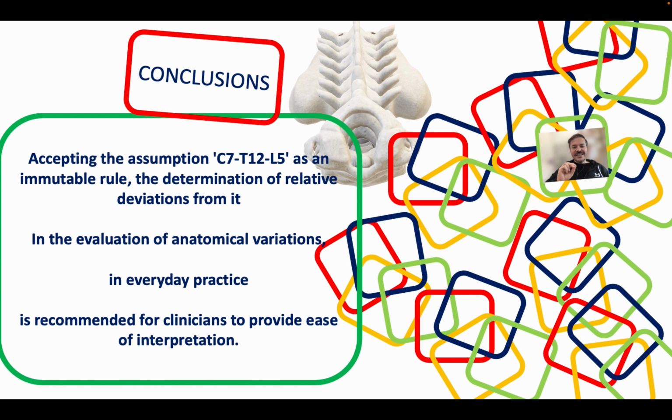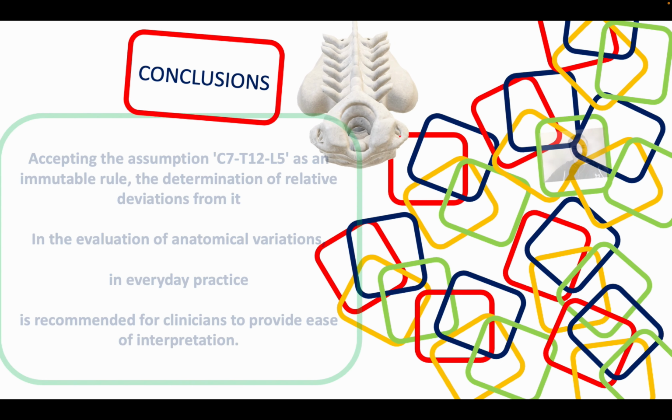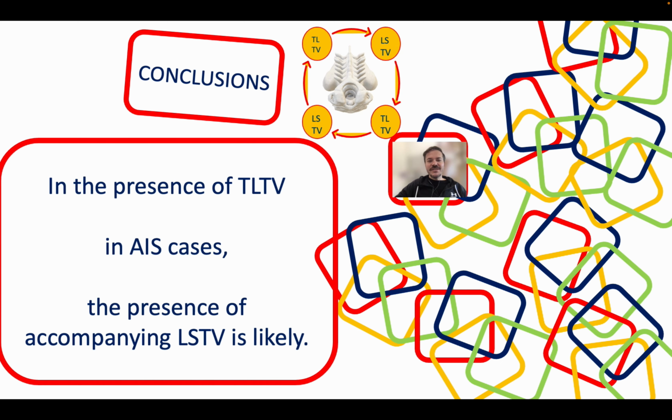And accepting the assumption of C7, T12, and L5 as an immutable rule, the determination of relative deviations from it in the evaluation of anatomical variations in everyday practice is recommended for clinicians to provide ease of interpretation. In the presence of thoracolumbar pathologies, transitional pathologies, I mean TLTV, in AIS cases, the presence of an accompanying lumbosacral transitional vertebra is likely.